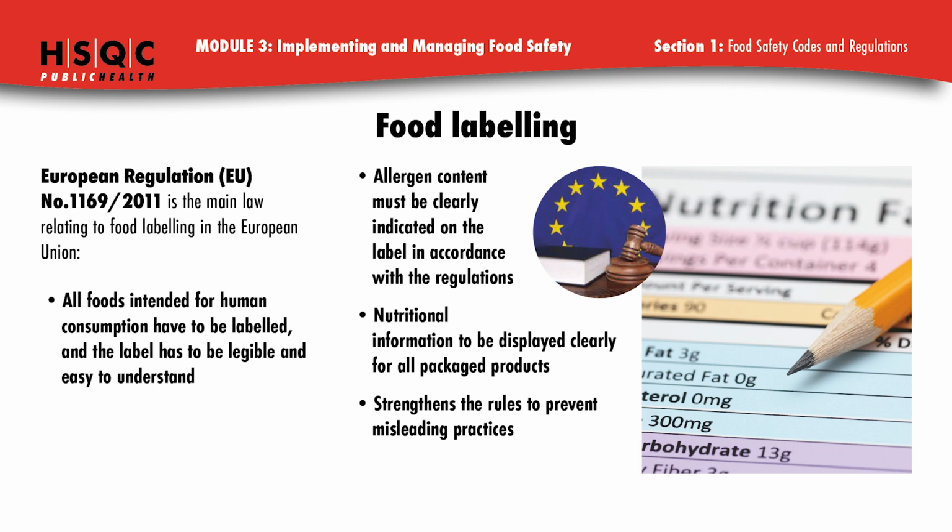Food labelling. European Regulation EU No. 1169/2011 is the main law relating to food labelling in the European Union. The regulation is very detailed, but the main clauses include the following: all foods intended for human consumption have to be labelled, and the label has to be legible and easy to understand. Allergen content must be clearly indicated on the label in accordance with the regulations. Nutritional information to be displayed clearly for all packaged products. Strengthens the rules to prevent misleading practices.